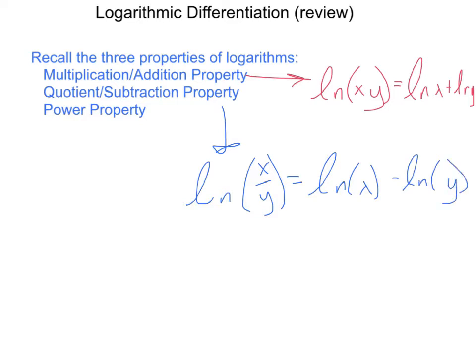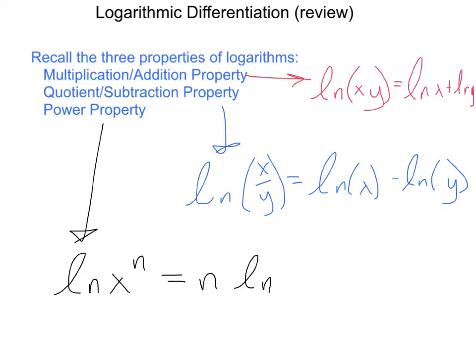Note, I'm doing all this with natural log. I could do it just as easily with a common logarithm or log base 7, but as you hopefully remember from last year, the natural logarithm is really the best thing to use. The final thing is the power property. The power property says that if you have the natural log of x raised to some power, you can take that power and multiply it to the front instead.